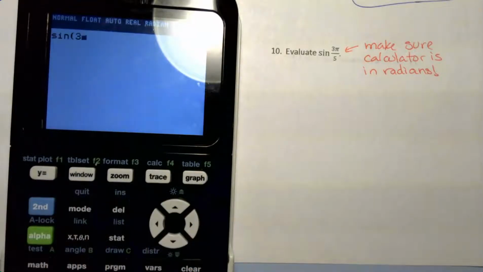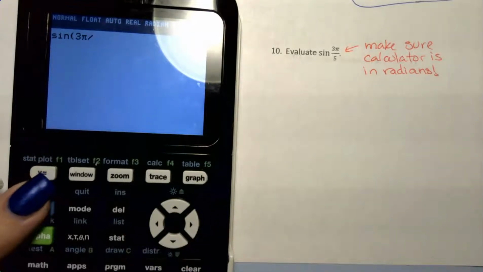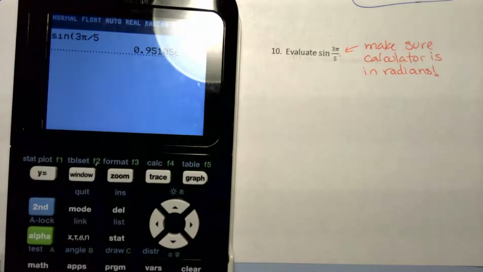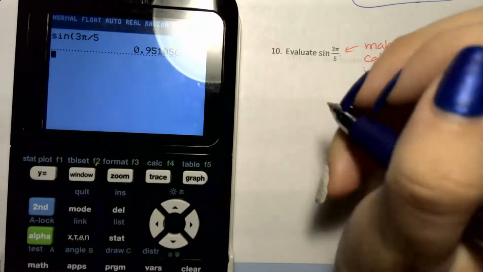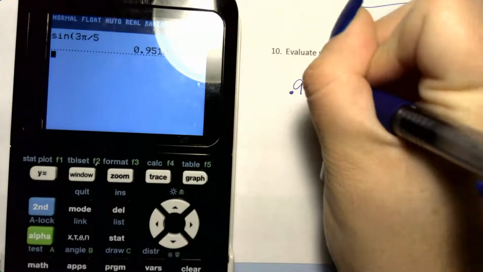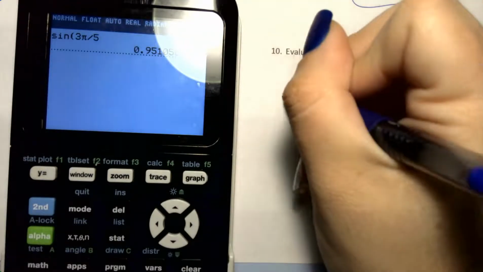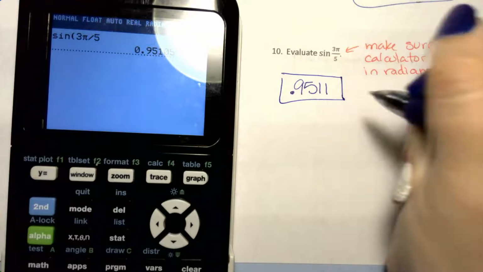So I have sine, oops, should be 3 pi, not 36 pi, fifths, and then I press enter. On these kinds of problems, I will typically want to round to 4 decimal places. I will make sure that's included on your instructions. But so 0.9551511 is my answer here.